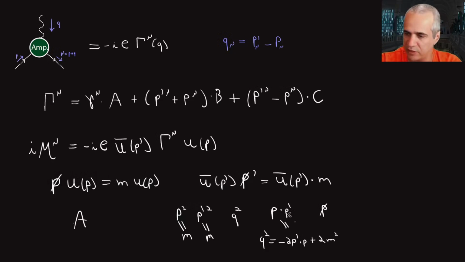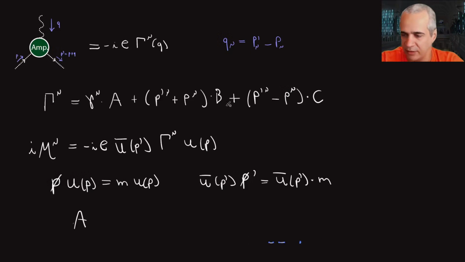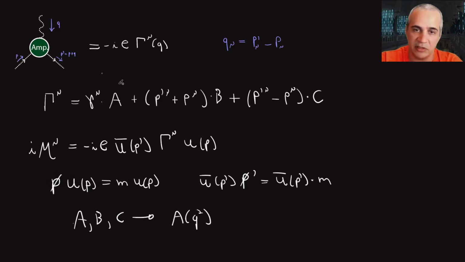If I use this, I can exchange the dependencies on p and p prime by dependency on q square and mass. And the only thing left is p slash and p prime slash. Then I can eliminate using the fact that this thing will always be between u bar and u, right? And the conclusion of that is that A, B, and C, in fact all of them, are just functions of q square. And of course the mass, but the mass is a constant in my theory.